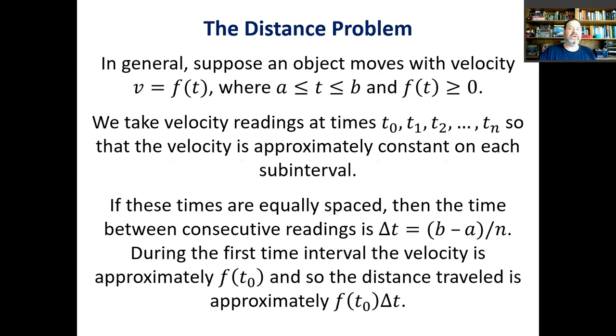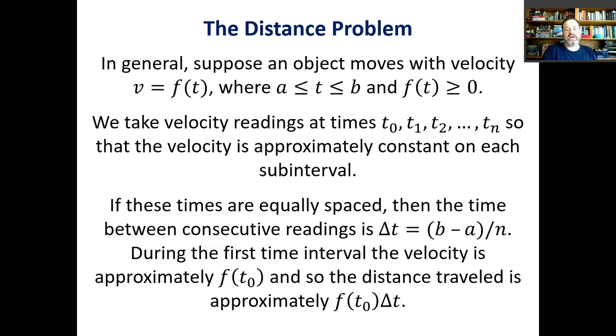So in general, if an object moves with a velocity given by a function on a closed interval of time, and the function has to be greater than 0, right? So we're assuming no negative velocity. We just don't know what to do with negative velocity yet. We take velocity readings at times t0, t1, t2, all the way up to tn, so that the velocity is approximately constant on each subinterval. If these times are equally spaced, then the time between consecutive readings is delta t equals (b minus a) over n. Notice that's the same as our delta x. So all we're doing is building the same sort of summation, but we're using t instead of x.